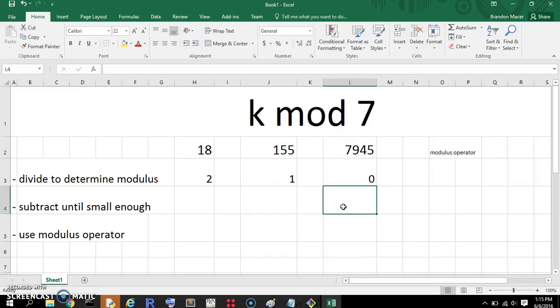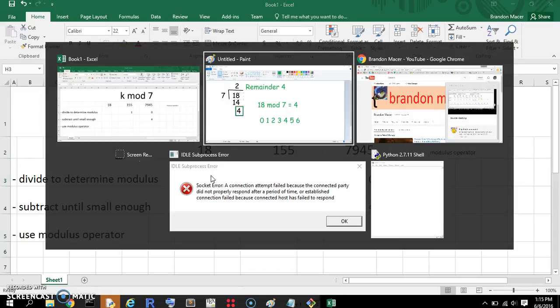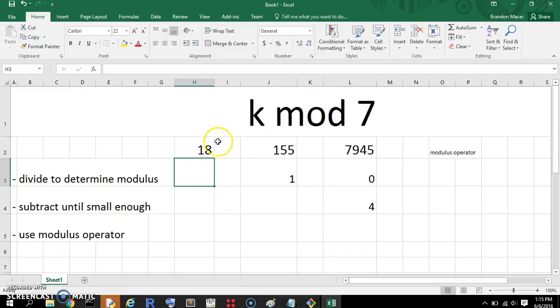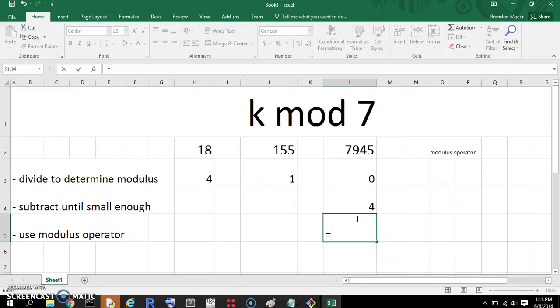But we can check our values over here as well. Let's try mod 18, 7. 18 mod 7 hopefully is 2. No, it's not. Why is it not? It never was. It was 4. Good way to do it multiple ways: you can figure out what you did wrong. Let's try another. 155 mod 7 is 1. So there you go. In Excel, MOD is the modulus function.